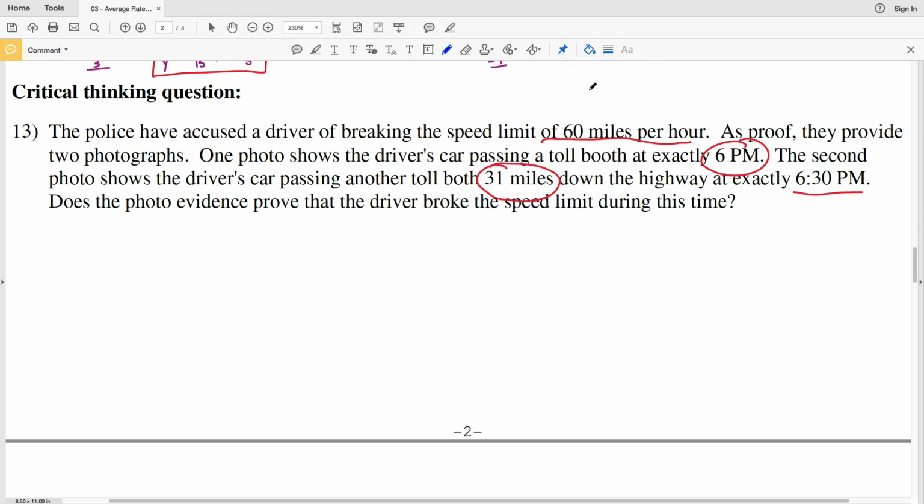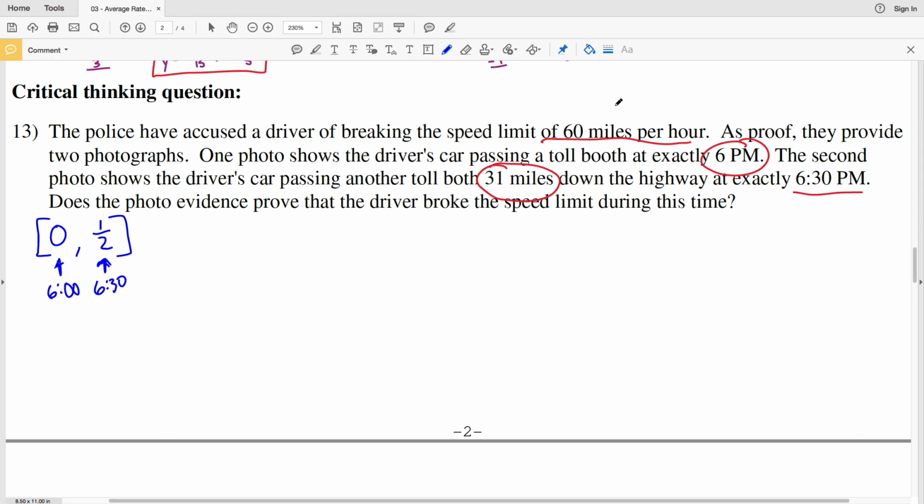Well, let's figure this out. Our interval is from 6 p.m. to 6:30 p.m. And I want this in terms of hours because we're looking at this in miles per hour. So the start of our interval is 0, and the end of our interval, 6:30, that's half an hour later. So from 0 to 1/2, 6 to 6:30, just in terms of hours. Where 6 is 0, half an hour later is 6:30. So this is the interval.